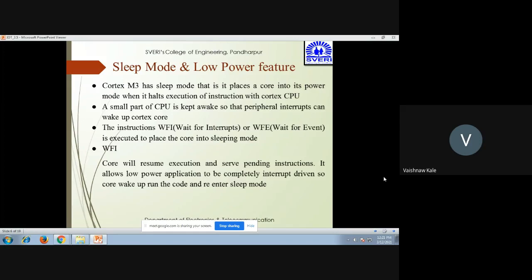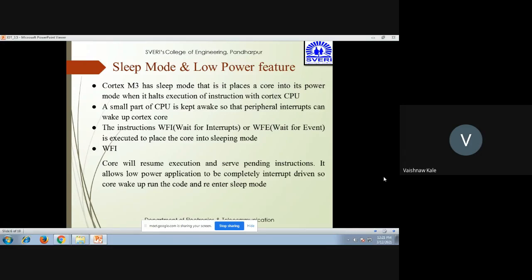Now there are two instructions that depend on this sleeping mode. One is the instruction WFI, that is wait for interrupt, and second is WFE, that is wait for event. Now these are executed to place the core into sleeping mode. So these two are used in order to put the Cortex M3 into sleep mode. Now why is sleep mode there? Because it will have a long battery life as well as less power consumption. So this feature is always added in order to have a low power feature.